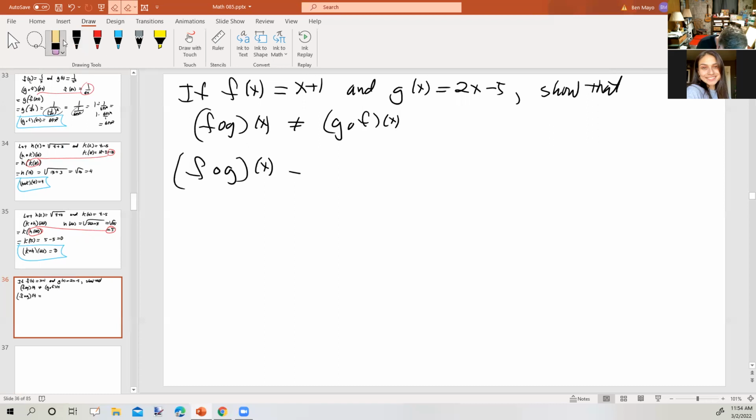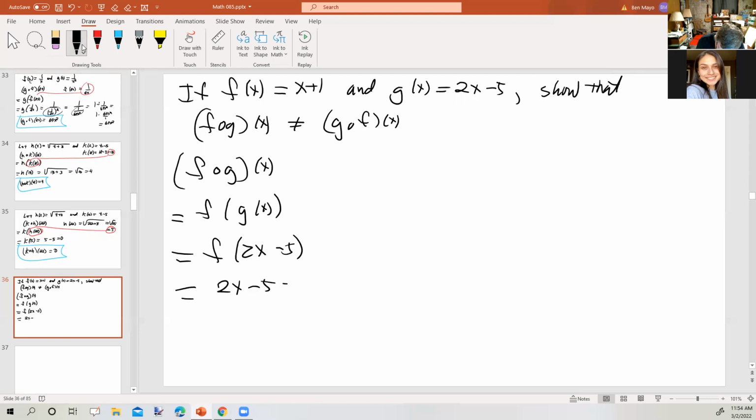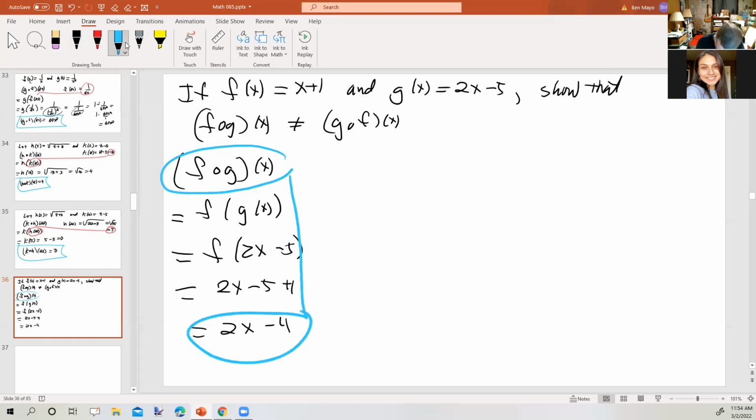All right. So first of all, let's take a look at f composed with g of x. That's equal to f of g of x. And that's equal to f of, well, g of x is 2x minus 5. So f of 2x minus 5, which would be 2x minus 5 plus 1, or 2x minus 4. So this equals that. Any questions on that part?